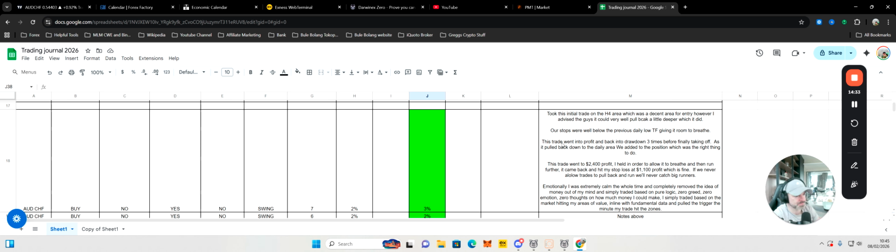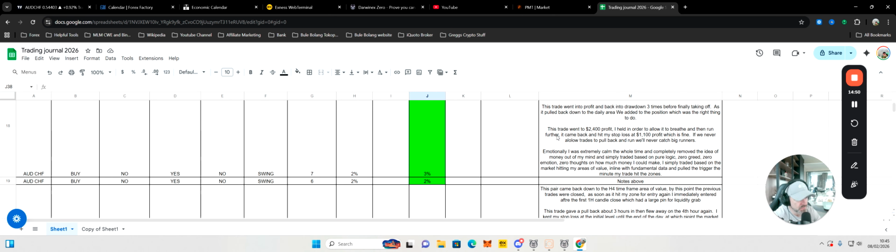This, excuse me, this trade went into profit and back into drawdown 3 times before finally taking off. As it pulled back down to the daily area, we added to the position, which was the right thing to do. This trade went to 2,400 profit. I held in order to allow it to breathe and then run further. It came back and hit my stop loss, which I had already set to in profit. Okay, so I gave it a lot of room to breathe, but I moved my stop loss because you don't want to go back to zero, right, when you're at such a high profit. It hit my stop loss at 1,100 profit, which is fine.